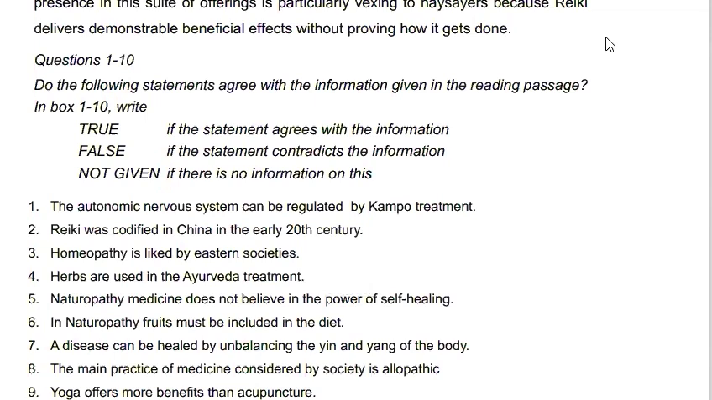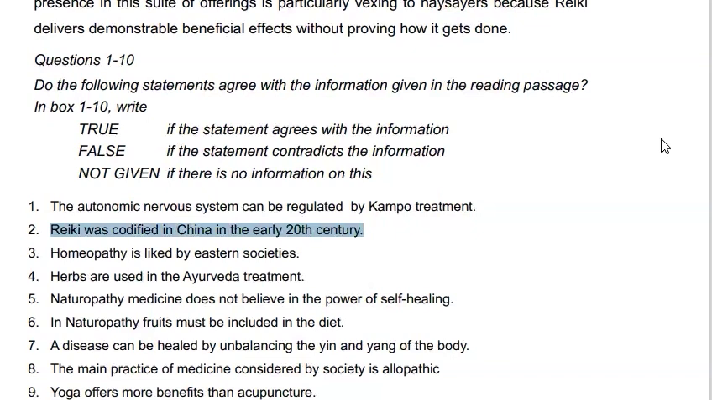Let's do question number 2 of true, false, not given. So let's read the question and understand what it is trying to convey. The question is saying Reiki was codified in China in the early 20th century. So here it is saying that Reiki was codified in China. So it has given us the place, China, and it has also told us the time, which is early 20th century.